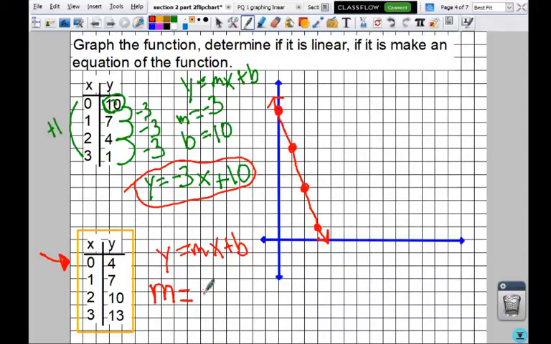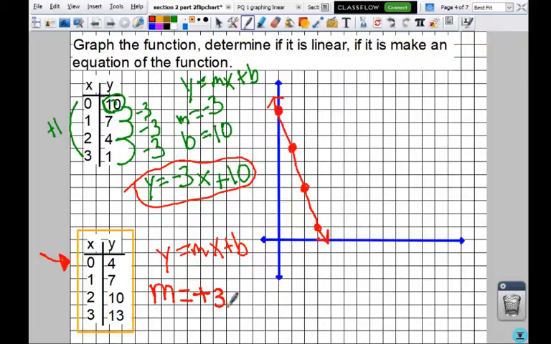Let's make sure that works for all of them. If I'm going from 7 to 10, is that plus 3? Yeah. 7, 8, 9, 10. How about from 10 to 13? Is that plus 3? Alright. So plus 3 or just 3 is our m. Either one is fine. Take either one.